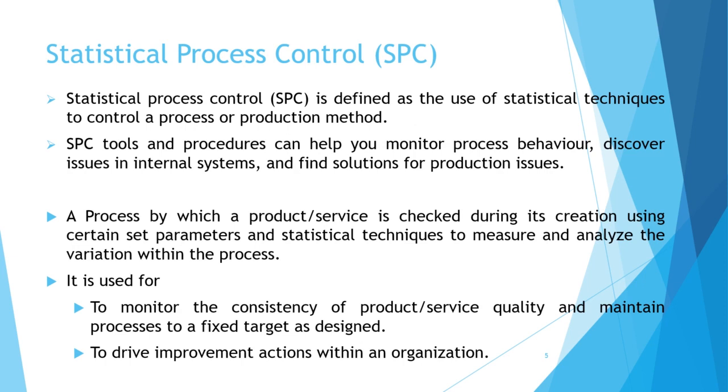Next is statistical process control. It's a method of quality control which employs statistical methods to monitor and control a process. This helps to ensure that the process operates efficiently, producing more specification-conforming products with less waste. Sometimes statistical process control is used interchangeably with statistical quality control. It is a process by which a product or service is checked during its creation using a certain set of parameters and statistical techniques to measure and analyze the variations within the process. For statistical process control, generally we use the control chart and the run chart.